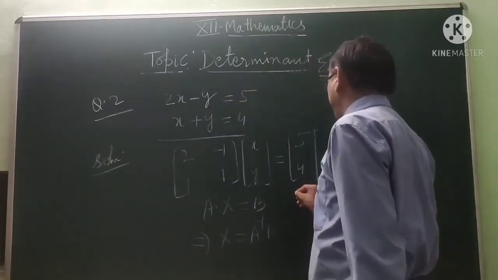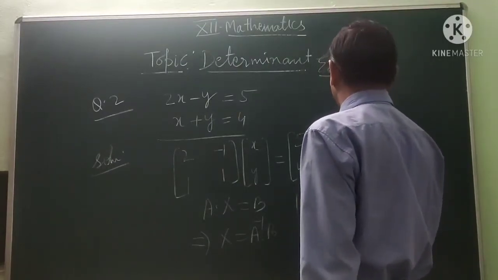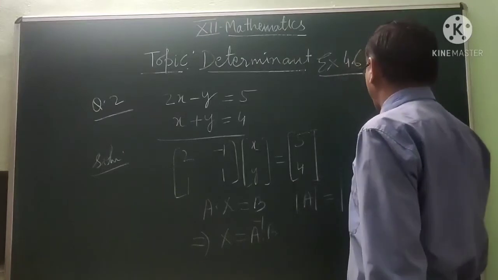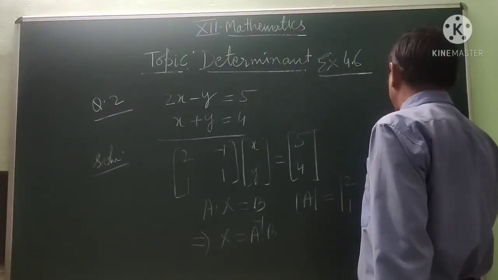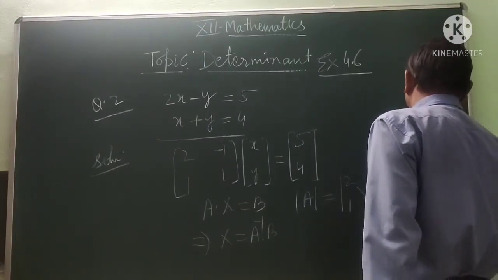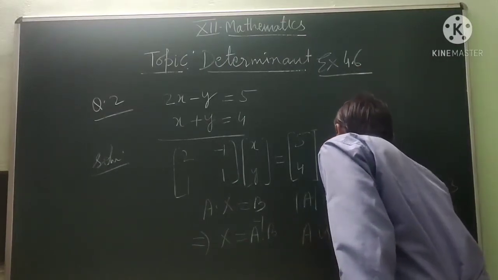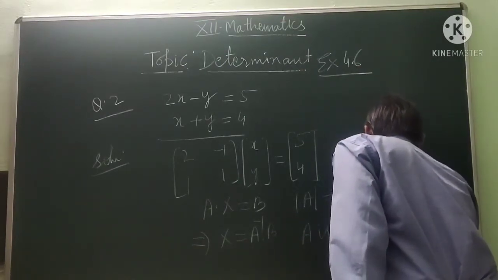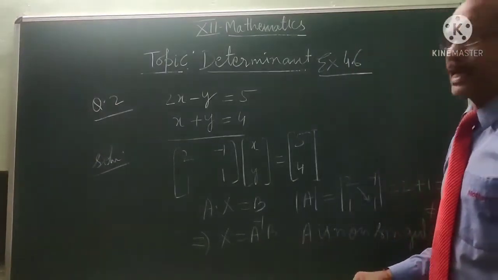Now let's find the determinant of A, which is the determinant of [2 -1; 1 1]. Then it is 2 times 1 is 2, plus 1 is 3, not equal to 0. Therefore, A is non-singular and A inverse exists.